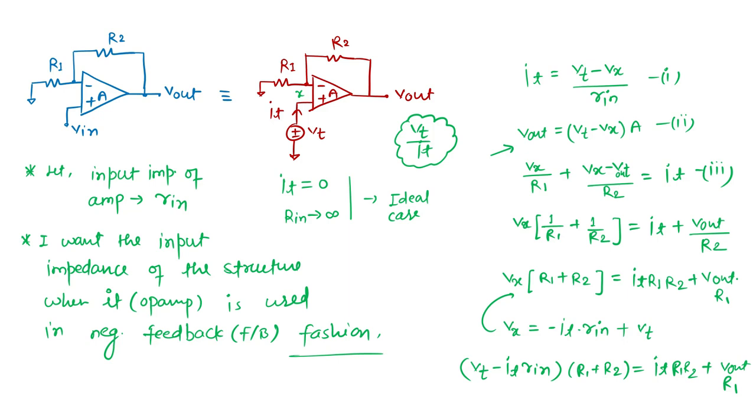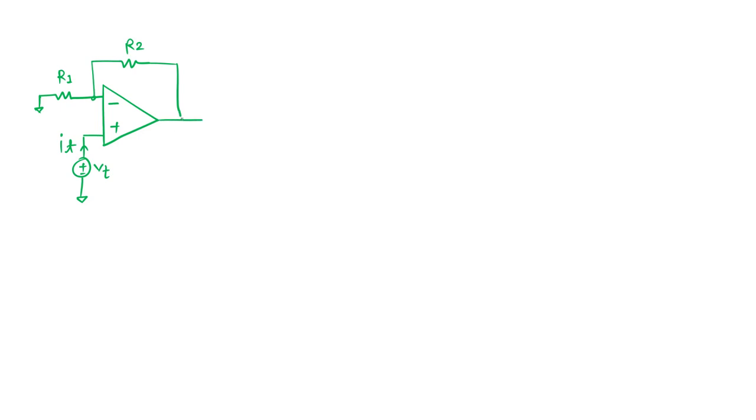So is this the correct way to analyze the things? From here we can find out Vt by It, so we can have the expression for the input impedance. But one more thing for the voltage amplifier structure that we can see: that was the exact calculation we were getting.